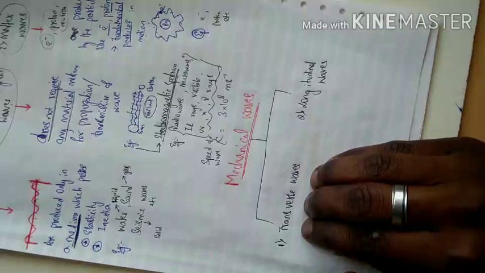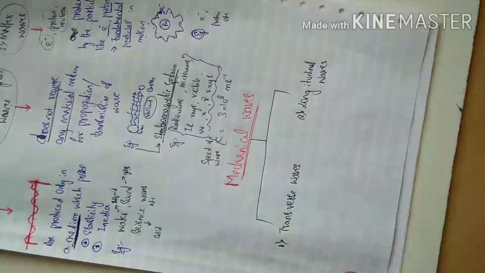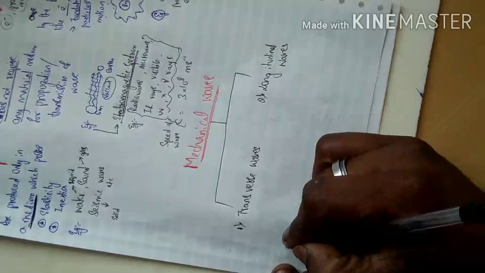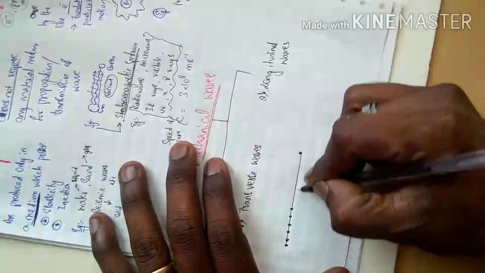First, coming to the transverse wave. What is a transverse wave? Let us go to a very common example which you have encountered, that is a string. Or consider the surface of water. This is made out of water molecules. I am discussing the surface of water.